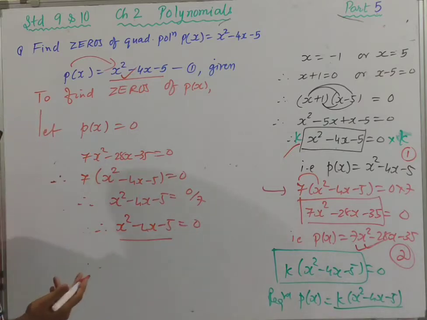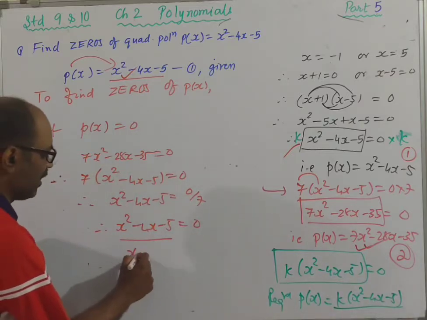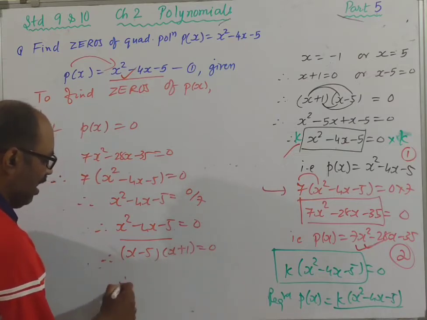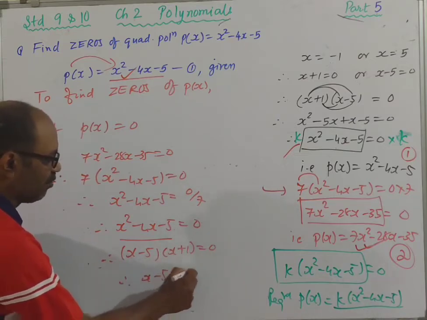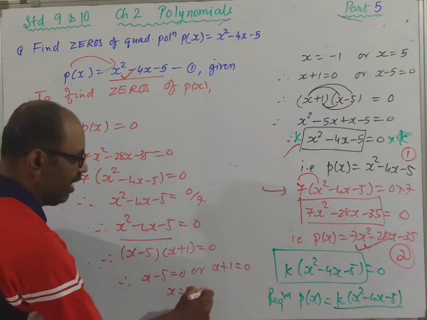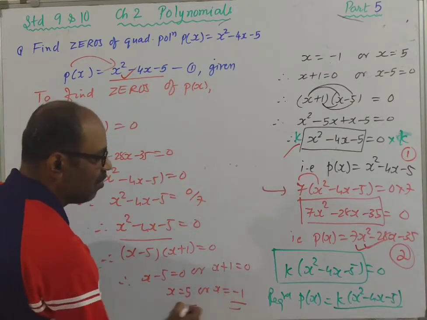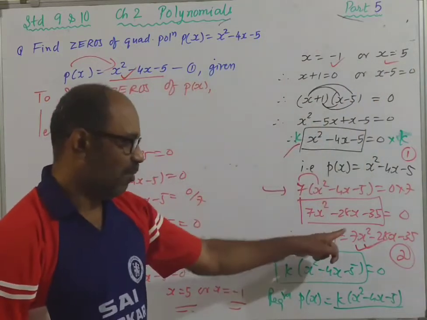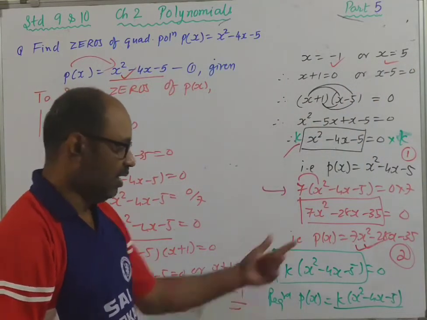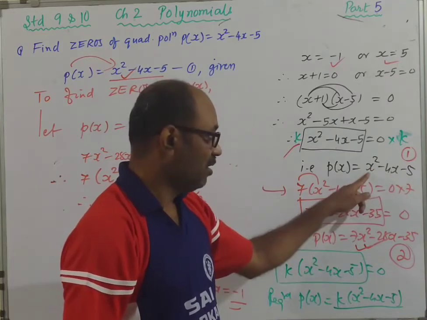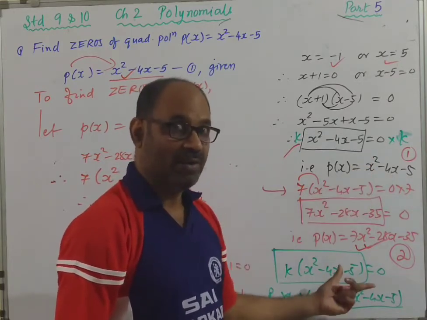So our original polynomial has come. So x minus 5 into x plus 1 equal to 0. Therefore x minus 5 equal to 0 or x plus 1 equal to 0. So x is equal to 5 or x is equal to minus 1. The same 5 and minus 1. Got it? The zeros of this polynomial are the same, but this polynomial and that polynomial are different. Yes, are you getting? Polynomials are different.